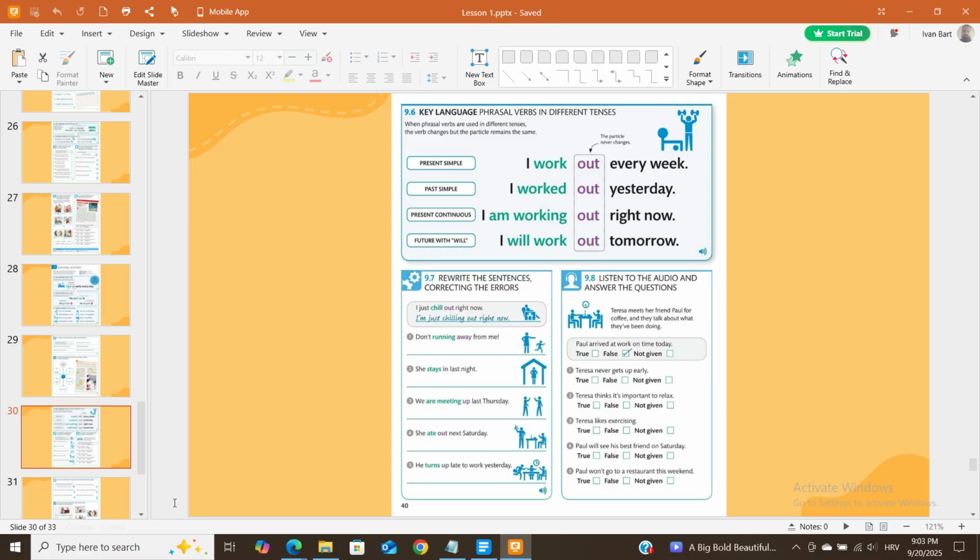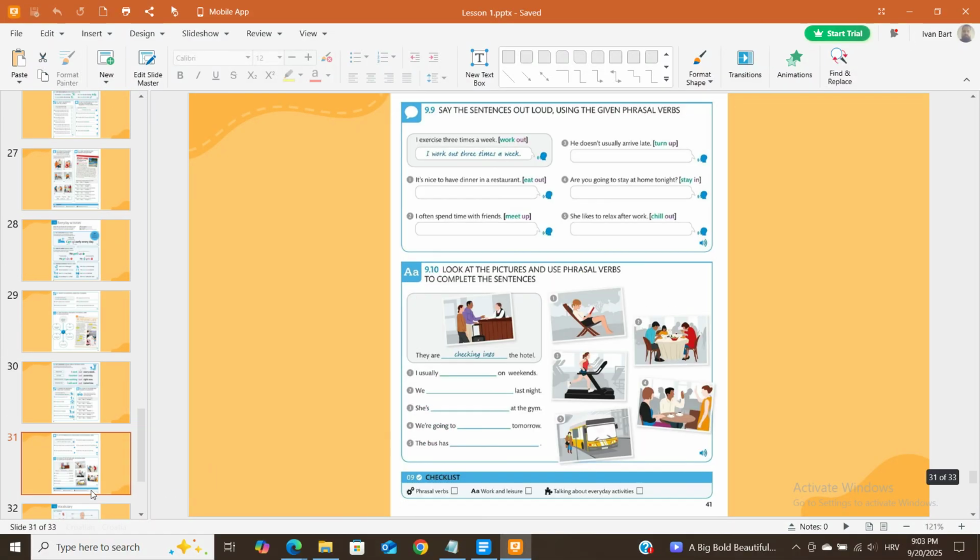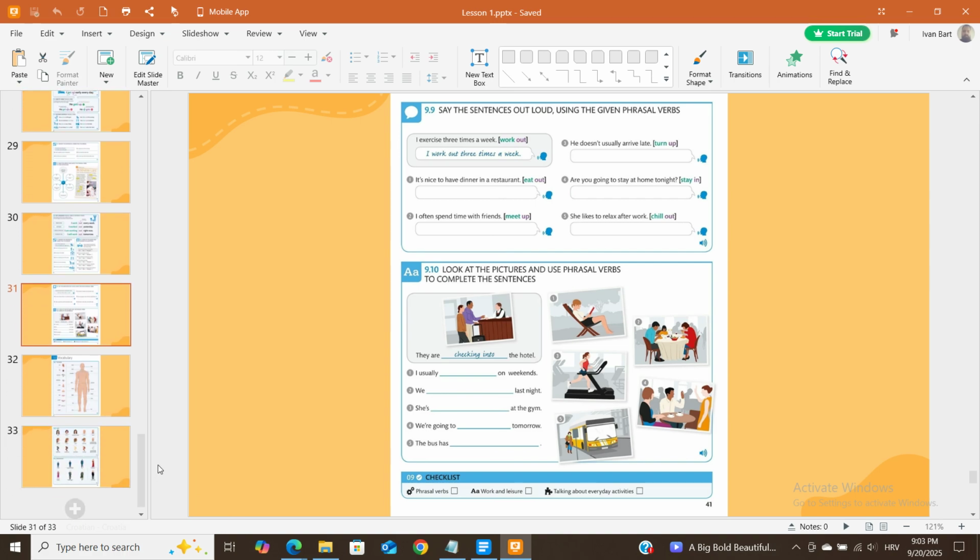9.10 Look at the pictures and use phrasal verbs to complete the sentences. They are checking into the hotel on weekends. I usually, we, she's, we're going to. The bus has last night at the gym tomorrow. Checklist: phrasal verbs are work and leisure, talking about everyday activities.